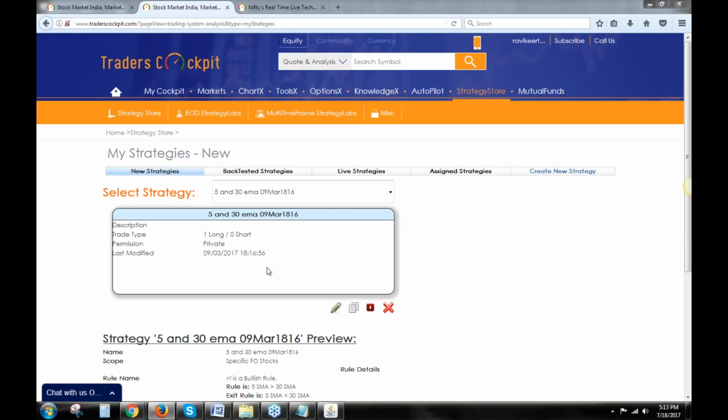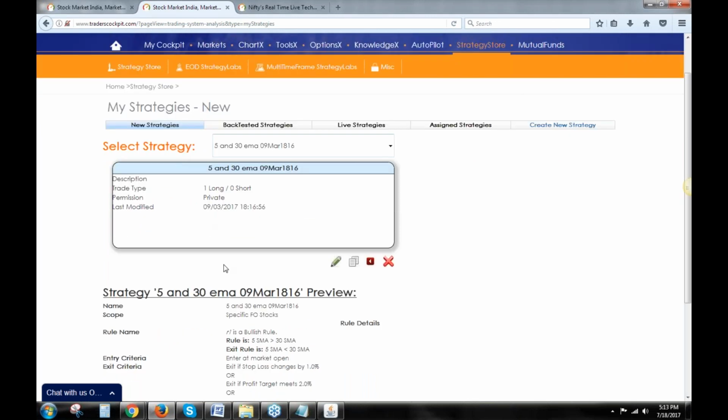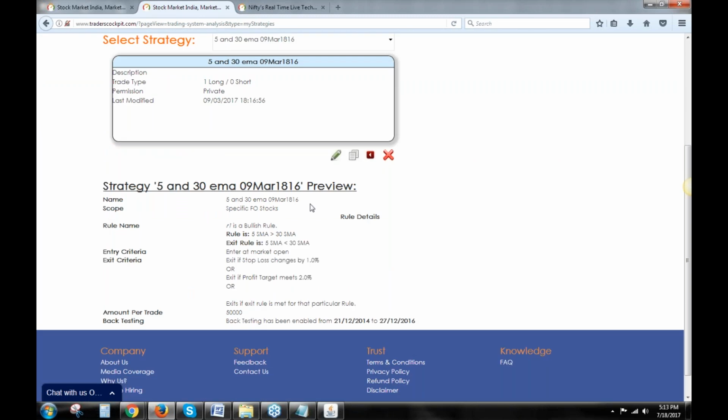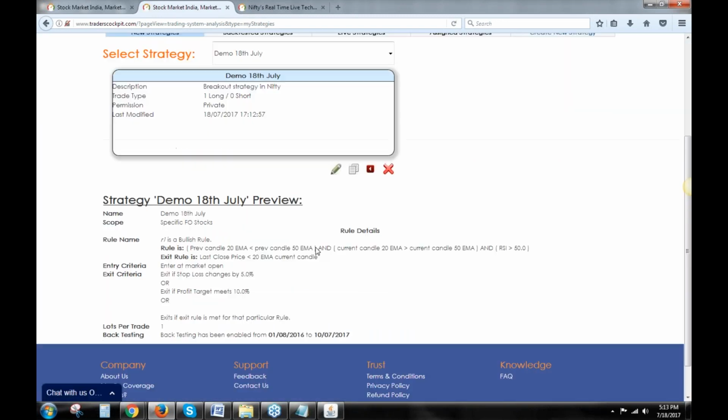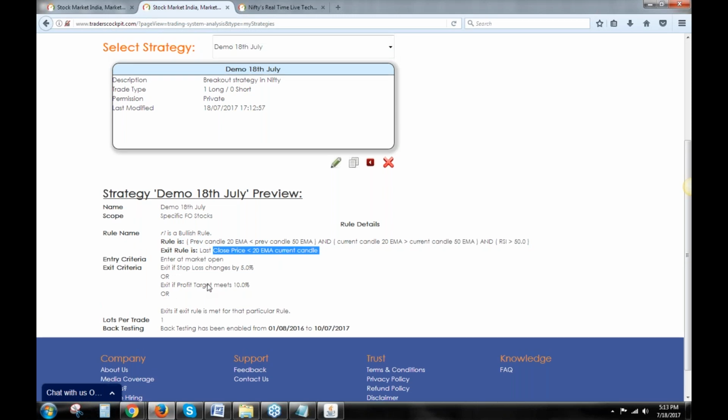Now, once you create a strategy, it comes and sits here in the new strategy page, as I said, and here you can check the parameters. Now, the strategy name was 5 and 30 MA. Okay, one minute, let me change the name to Demo 18th July. So here the scope of stocks was only on Nifty futures as such, and the bullish condition which we named was the 20 and 50 MA crossover combined with RSI above 50 value, and the exit rule was as and when the last closing price comes below 20 EMA. Okay, and accordingly the rule was defined.